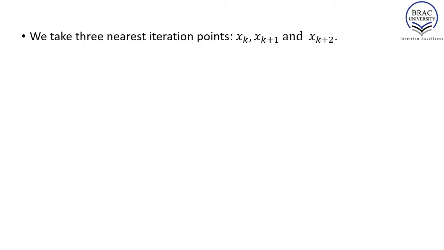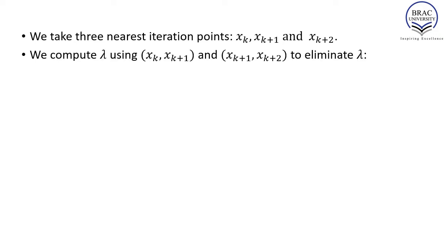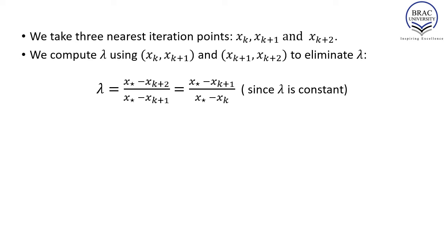So we take three nearest iteration points x_k, x_{k+1} and x_{k+2}, and we compute lambda using two nearest pairs, (k, k+1) and (k+1, k+2), to eliminate lambda. So that is our equation here. You can see that lambda equals this one and also this one. Now we do some algebra here.